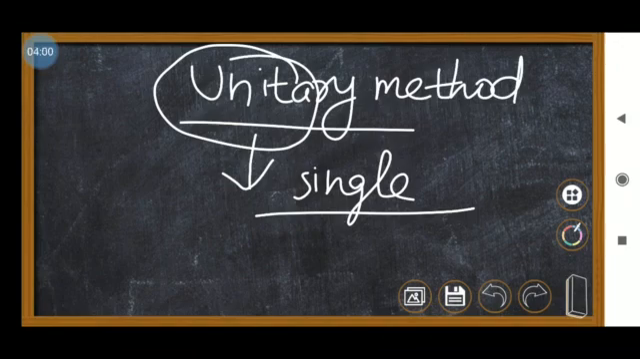What do we have to find? 10 pens equal 100 rupees, so 1 pen equals 100 divided by 10, which is 10. We find the value of 1 pen, and then the required number, 5 pens: 5 into 10, 50. So we find the value of one thing, that means 1 unit, then find the required unit. This is called the unitary method.